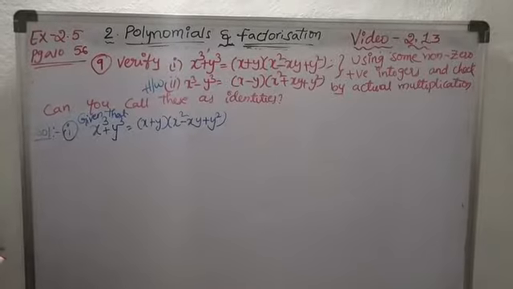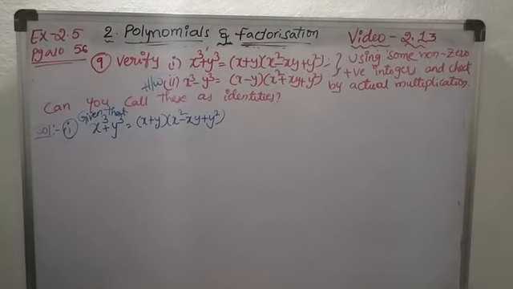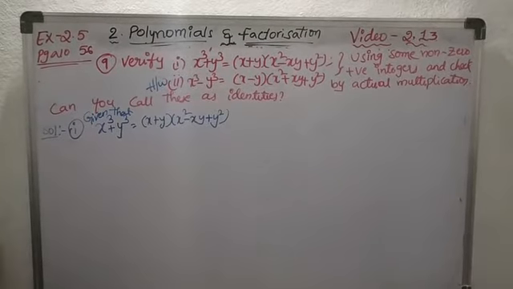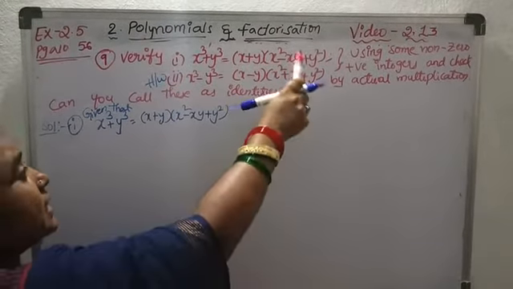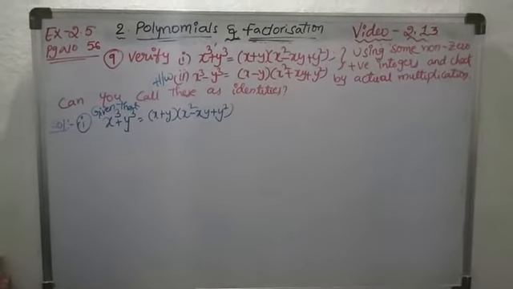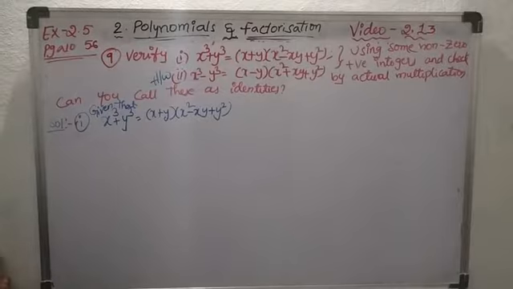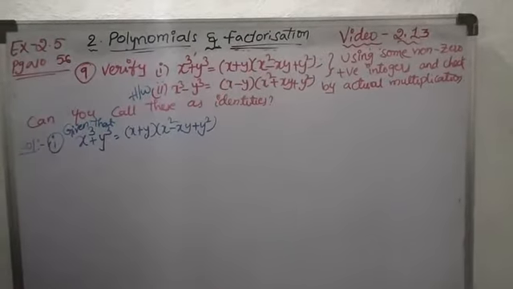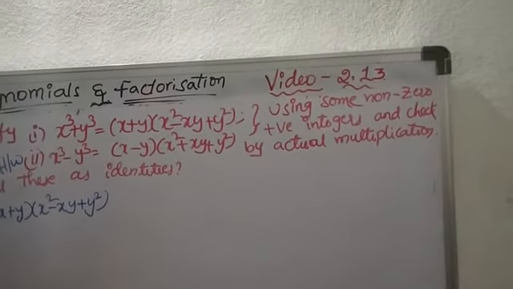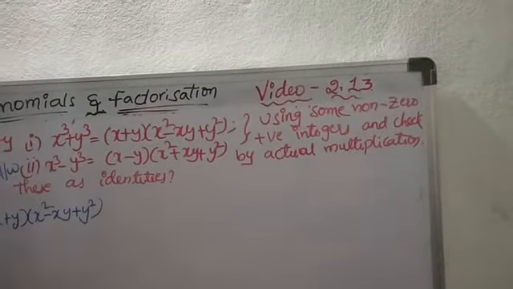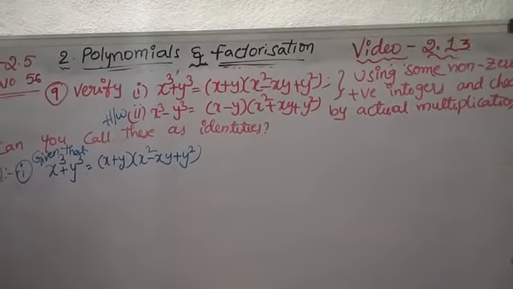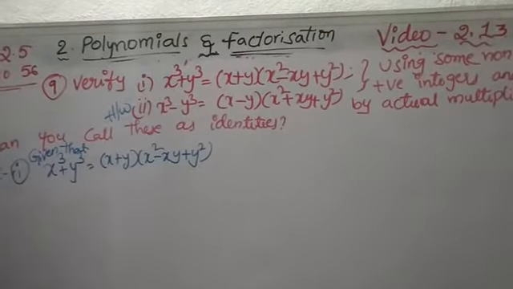Ninth question. Verify x cube plus y cube is equal to (x plus y) into (x square minus xy plus y square), and the second one is x cube minus y cube is equal to (x minus y) into (x square plus xy plus y square), using some non-zero positive integers and check by actual multiplication. Okay, in the question, once again, before going to explain this ninth one, I will omit the 7th and 8th bits.